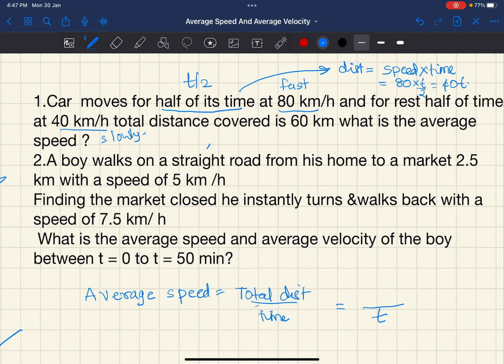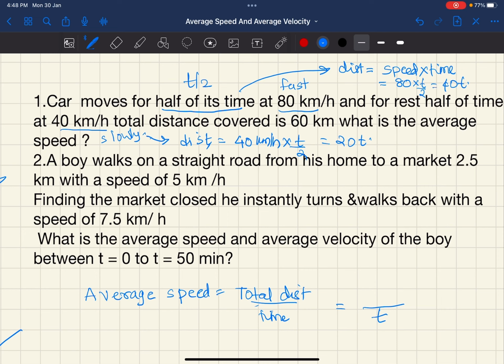The remaining half of the time, it is moving at 40 kilometers per hour. So it is moving slowly. So how much distance will it cover? It would cover less distance. Speed is 40 kilometers per hour into time t by 2. Why t by 2? Because it is the remaining half of the time. So this becomes 20 t.